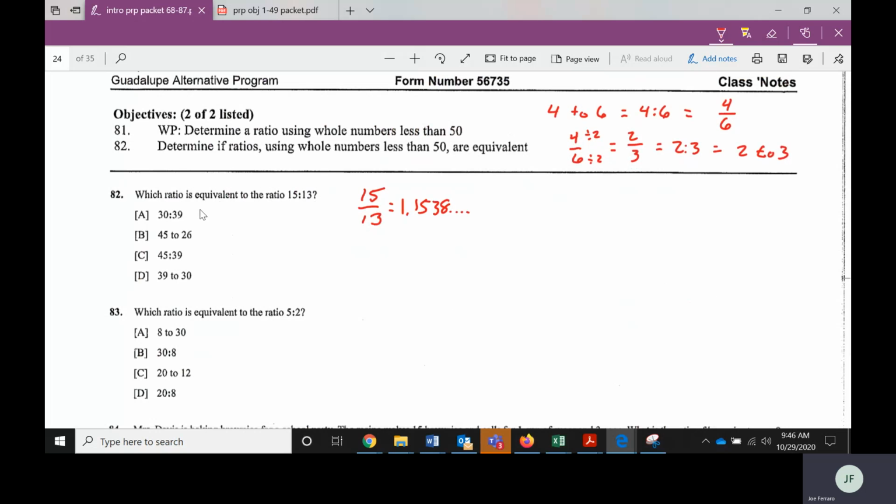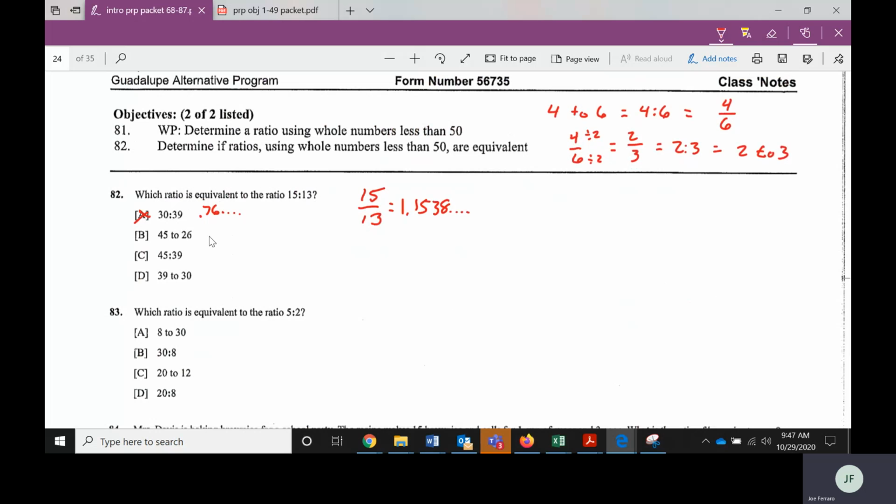Okay, so then what I would do to test these, you could rewrite them as fractions. Otherwise, you take first divided by second. That's the same as top divided by bottom. So if I did the first one, 30 divided by 39, that gives me 0.76 something something. So that's out. Next one, 45 divided by 26.